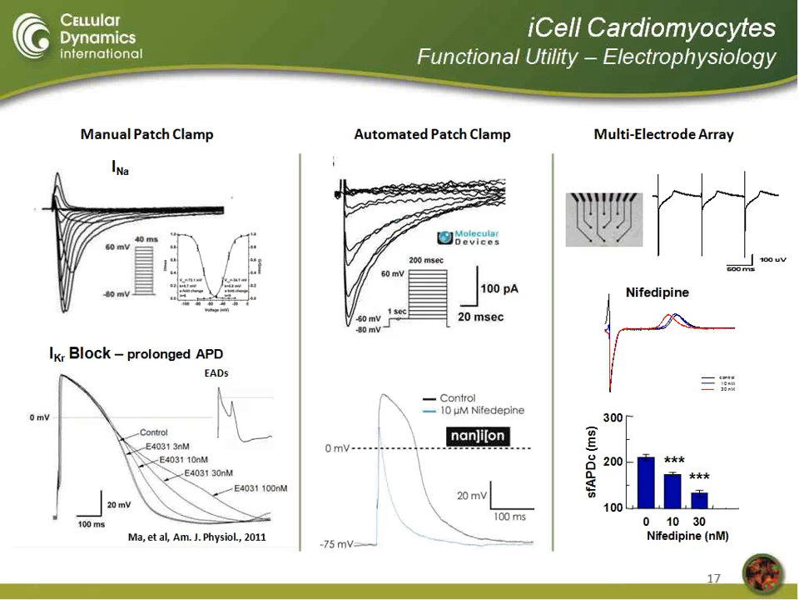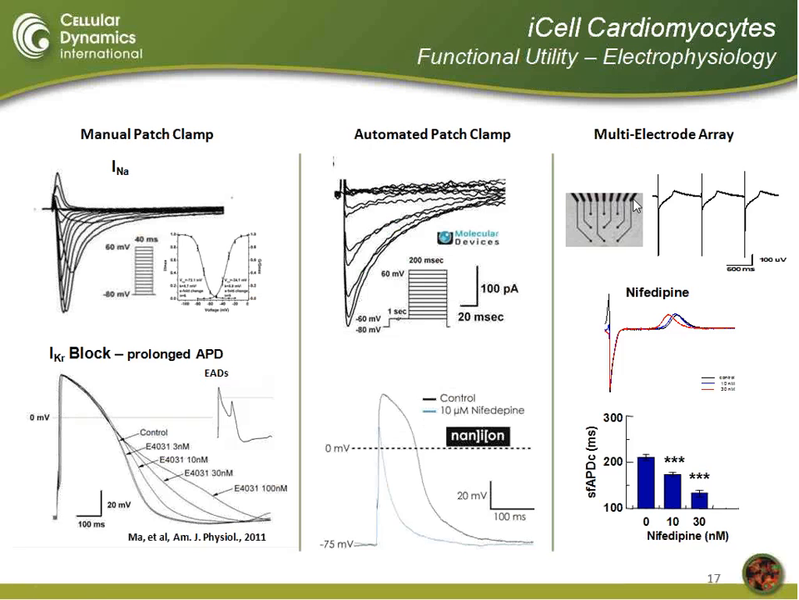Here on the left-hand side, we have IKR, and as you add E-4031, you get the expected IKR block and field potential prolongation, with the ability to induce EADs as well. In the automated patch, here we're looking at the calcium channels, and as you block with nifedipine, you'll get the expected action potential shortening.